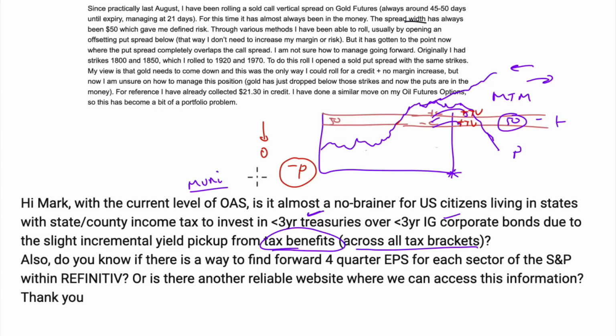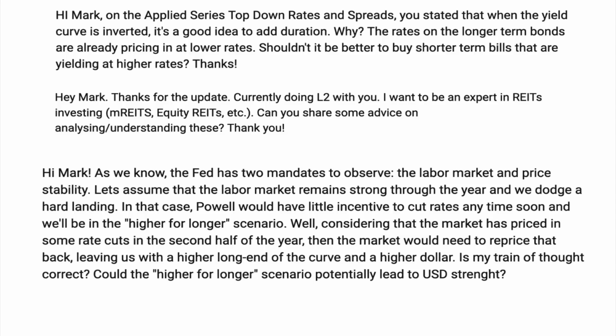I'm unsure of it. Do you know if there is a way to find forward 4-quarter EPS for each sector of the S&P within Refinitiv? No, just go to S&P Global. If you look in the last Market Outlook, you'll see a link for a spreadsheet for S&P Global, and on one of the tabs it breaks it down by quarter, by sector.